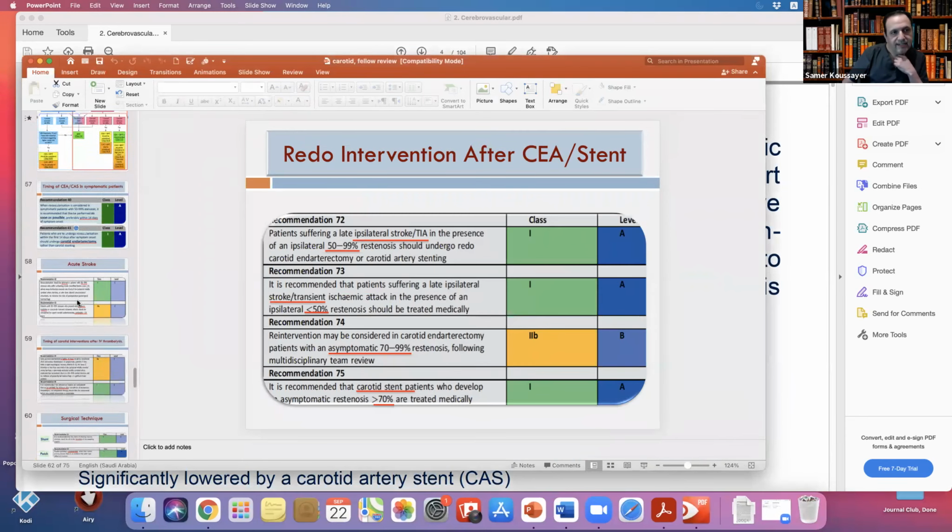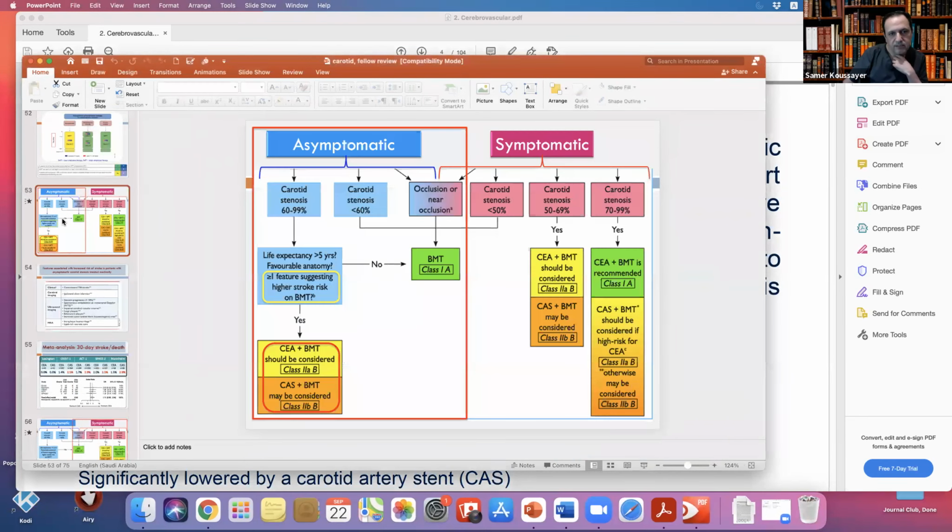If you go to the guideline here, asymptomatic, correct? Yes. The slide, life expectancy more than 5 years. This is the first, before you look at the other things. So if the patient has carotid stenosis, asymptomatic, 60 to 99%, the first thing is whether he has life expectancy more than 5 years and favorable anatomy, more than one feature that suggests high stroke risk, to decide on surgery. But if it's less than 5 years or he doesn't have these features we talked about before, then it will be medical treatment. Okay? Yes. Let's see what the question now is.